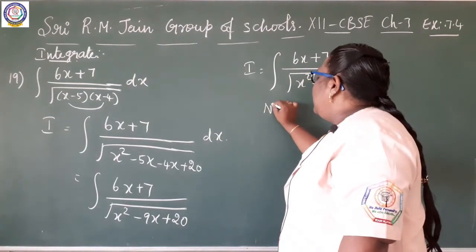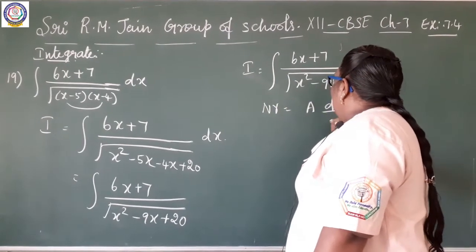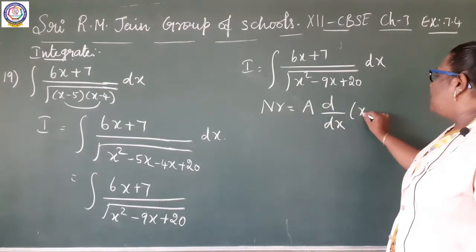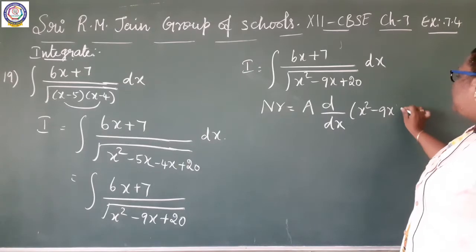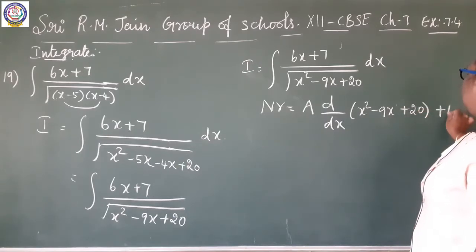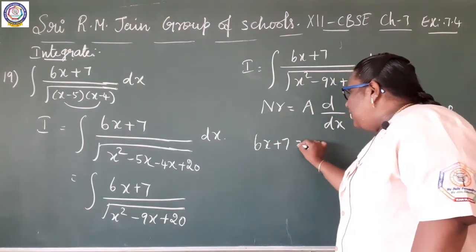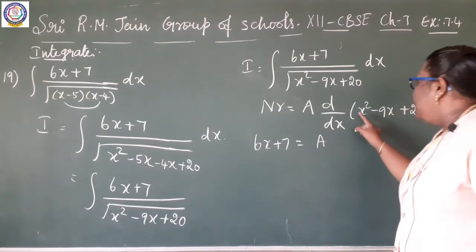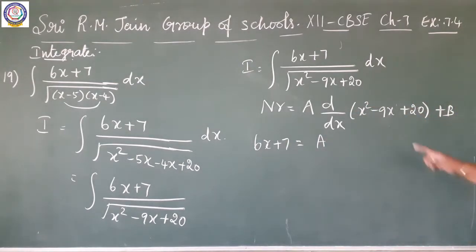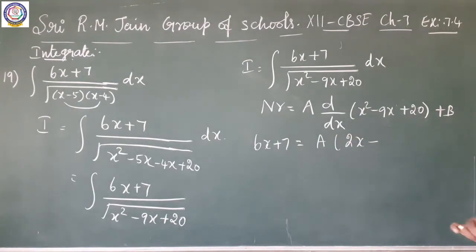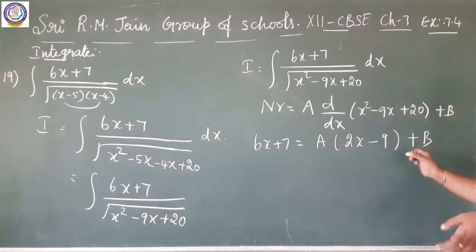Numerator equal to a into d by dx of this quadratic value x square minus 9x plus 20, plus b. What is the numerator? Numerator is 6x plus 7 equal to a into differentiation of this value. What is the differentiation of x square? 2x. What is the differentiation of minus 9x? Minus 9. The constant term becomes 0, plus b.